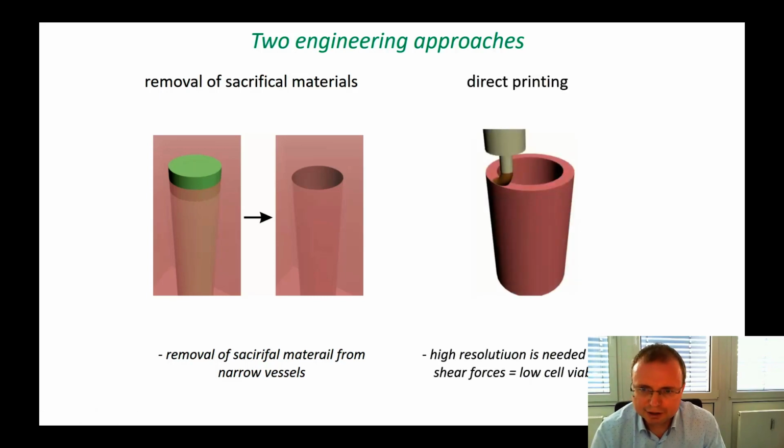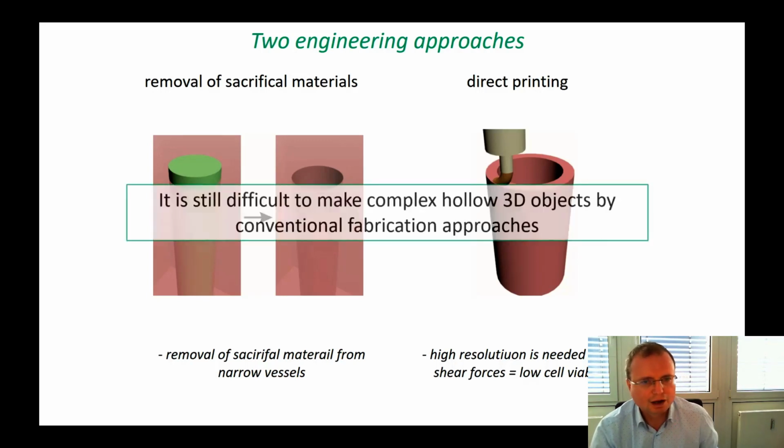The second possibility is a direct printing of the tube. This approach again works nicely for relatively large structures, but as soon as we try to fabricate small blood vessels with diameter less than 1 millimeter, one needs to have very high resolution, and high resolution is normally achieved by applying high shear force, which often negatively affects cell viability. So both approaches are not perfect, and it's still difficult to make complex hollow three-dimensional objects by conventional fabrication approaches such as 3D printing and other technologies.